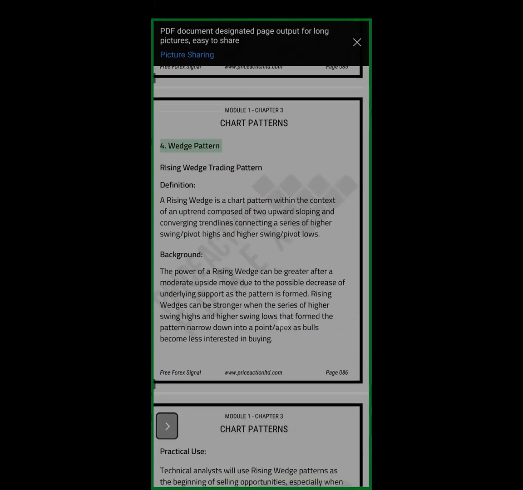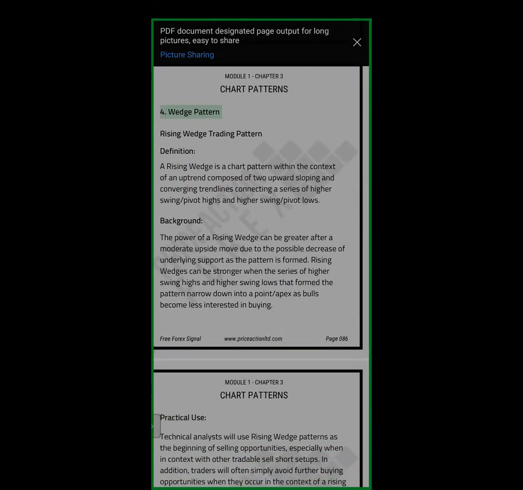Background says the power of a rising wedge can be greater after a moderate upside move due to the possible decrease of underlying support as the pattern is formed.